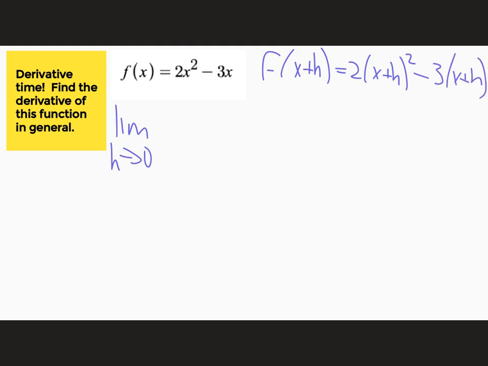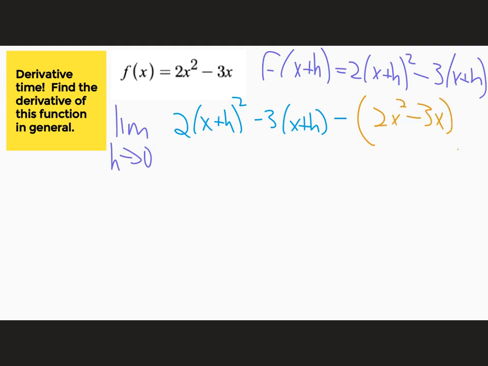So the limit of 2(x plus h) squared minus 3(x plus h) minus, now, be very careful. Don't forget parentheses here. You're going to forget it, and you're going to mess things up, and I'm going to forgive you, but try not to. So that's the algebra. Well, that's the setup. Now let's do the algebra.